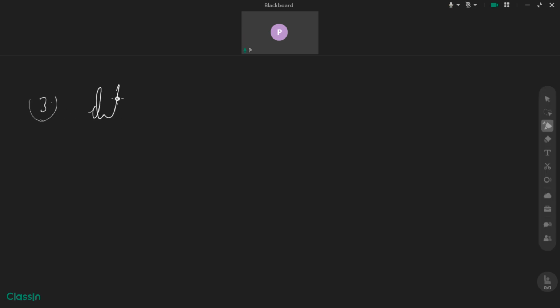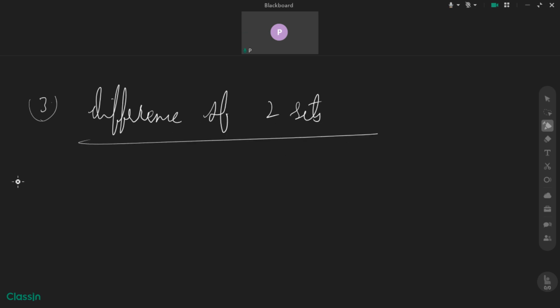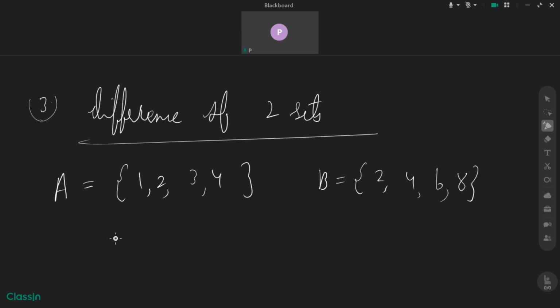Third operation is difference of two sets. Let us say I have two sets. Let us say set A is equal to 1, 2, 3, 4. And set B has elements 2, 4, 6, and 8.